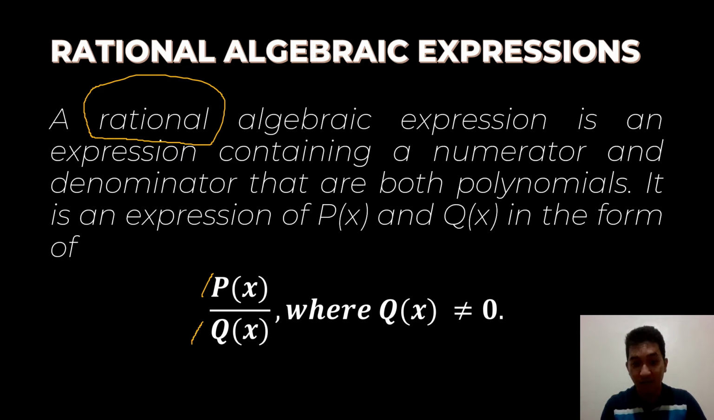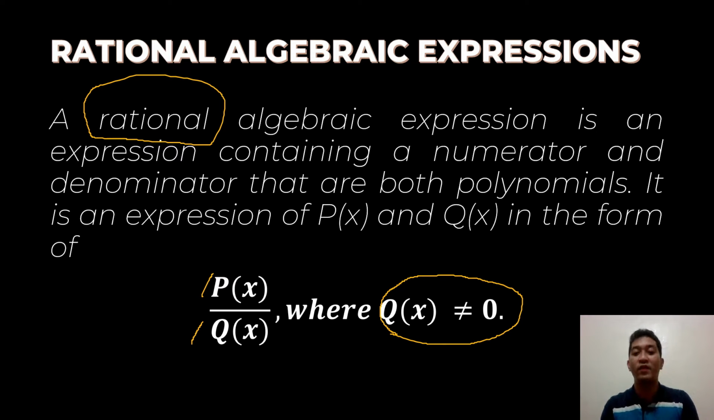And laging tatandaan, kapag rational algebraic expression, there can never be a denominator which is equal to 0. So, meaning q of x must always be not equal to 0. Okay, when it's equal to 0, definitely the expression is not a rational algebraic expression. It is undefined.